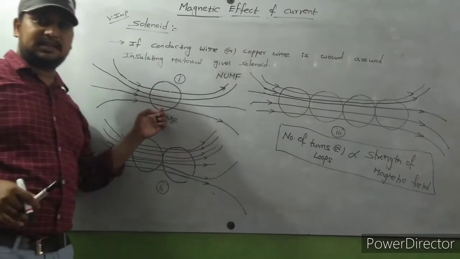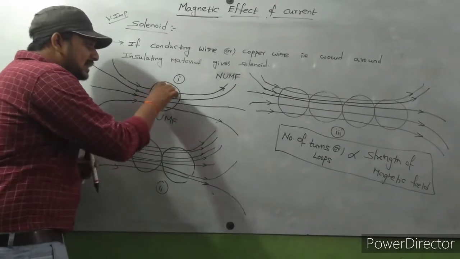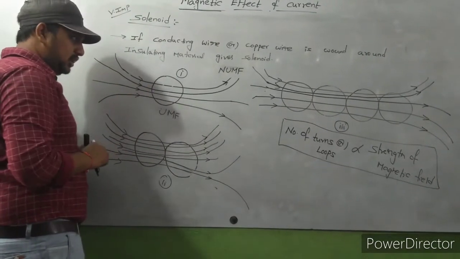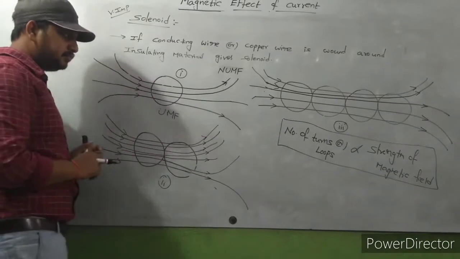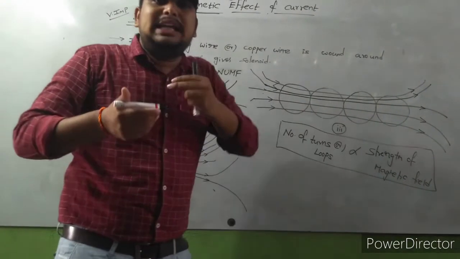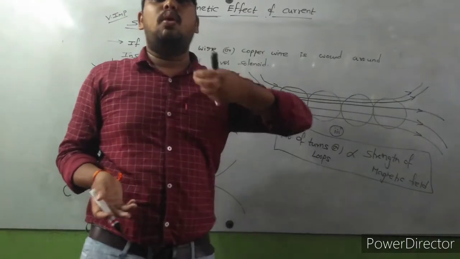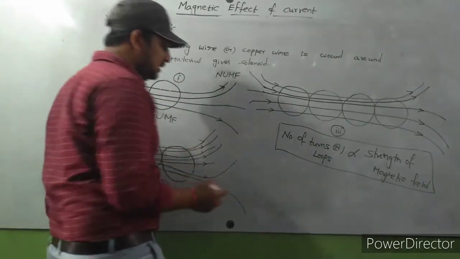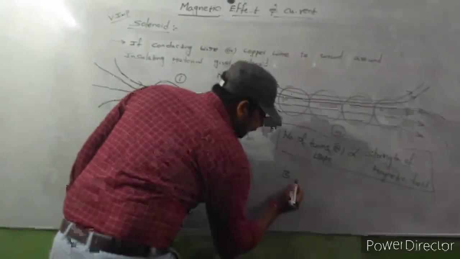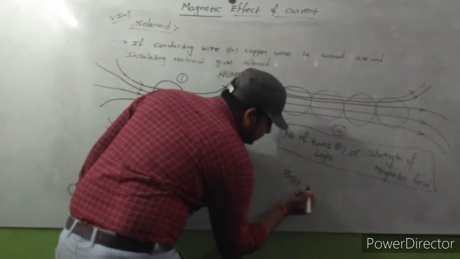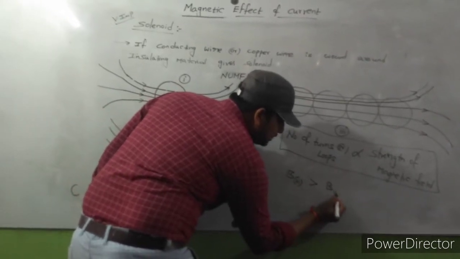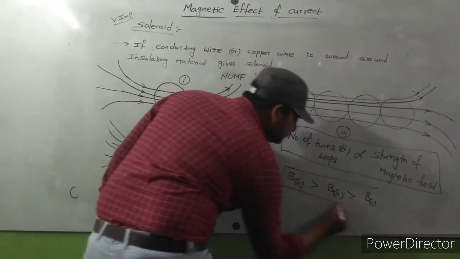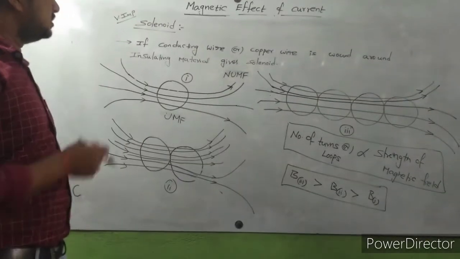Here only one loop is present, so due to this one loop, inside the loop the magnetic field lines are very close. Due to the uniform magnetic field, as you know already, if a field is uniform, it will give more strength of magnetic field. So in case 1, case 2, case 3, which case has high magnetic field strength? The magnetic field strength in case 3 is greater than in case 2, which is greater than in case 1. So what do you understand from this?